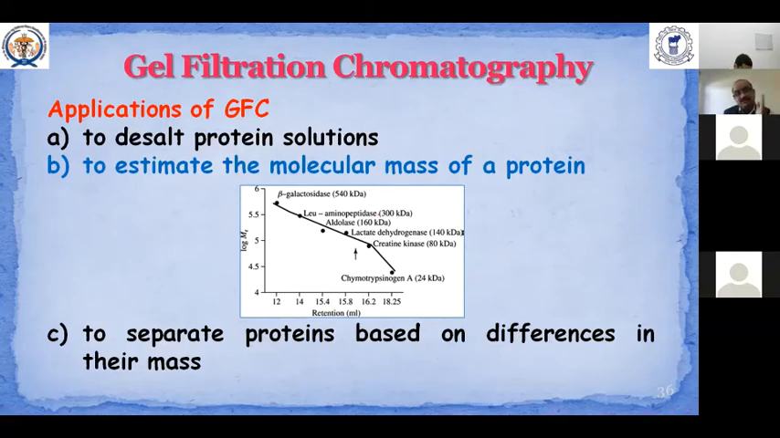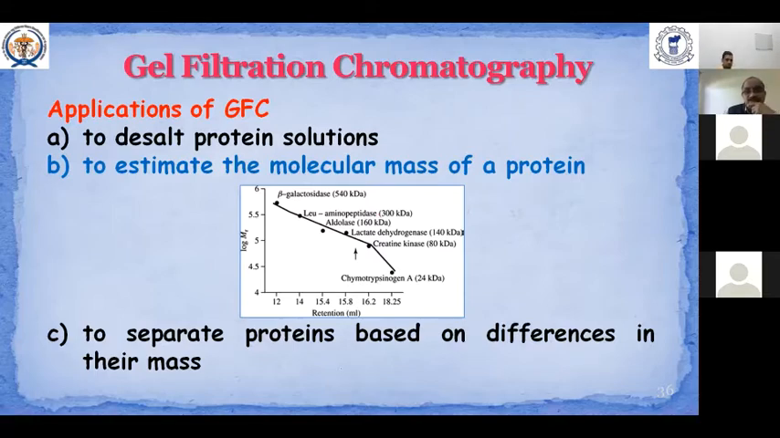This means these gels can differentiate between proteins on the basis of molecular mass only when they are in the fractionation range of the gel. Otherwise, they will not be fractionated on the basis of molecular mass.